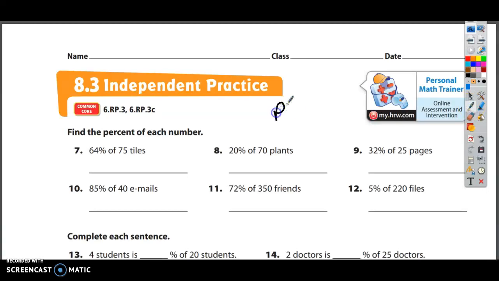This is page 221. This will be part 1. This video will cover numbers 7 through 12, and then the next video, or 2, it might be 3 videos, will cover the next few pages.